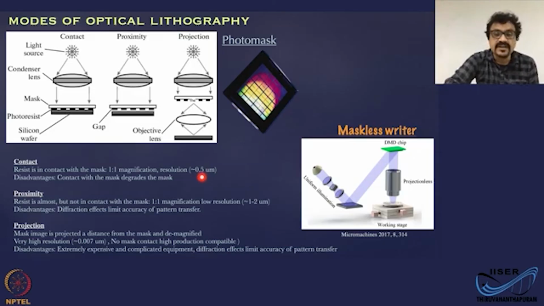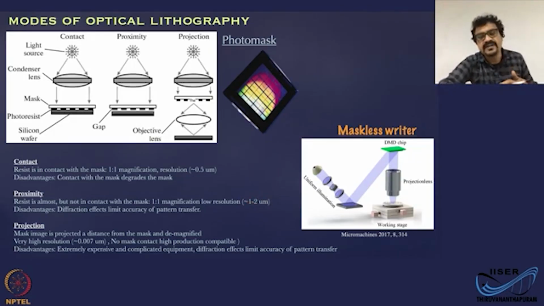But you can get a much better resolution compared to the soft contact mode. So in proximity mode, the substrate is almost pressed onto the mask, but you are inevitably going to have some gap between the mask and the substrate, like a couple of micrometers. In this case also you will get a one-to-one magnification, but the resolution is limited to a couple of micrometers. That is because of the diffraction effects, which we will discuss very soon in the coming slides. The diffraction of this fine pattern is going to reduce your resolution down to a couple of micrometers.